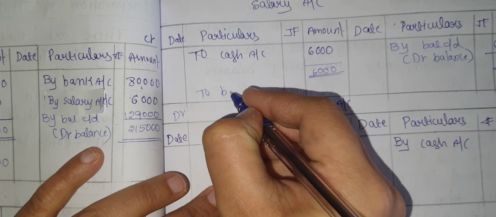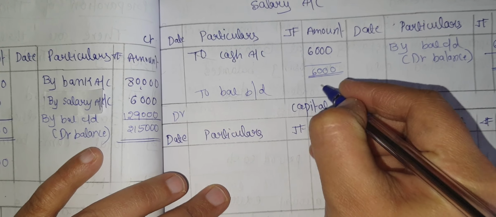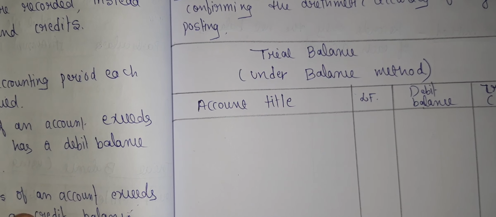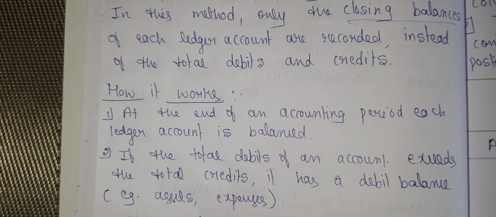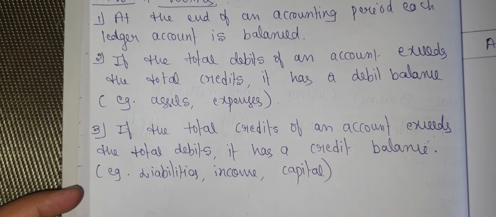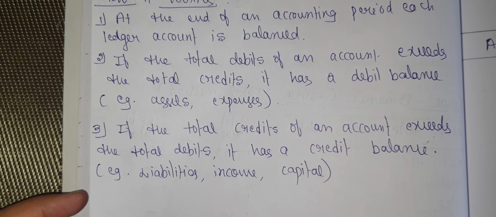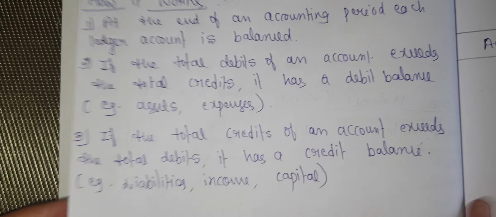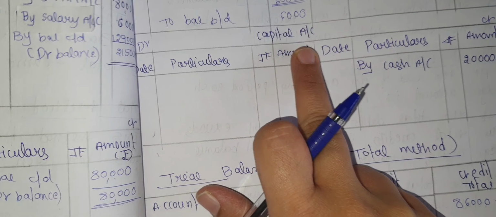To balance brought down 6,000. Next one, capital. Capital will come in, if the total credits of an account exceed the total debits. See here, total credits exceed the total debits. It has a credit balance. Means liabilities, income and capital. See here, income. See there, capital.